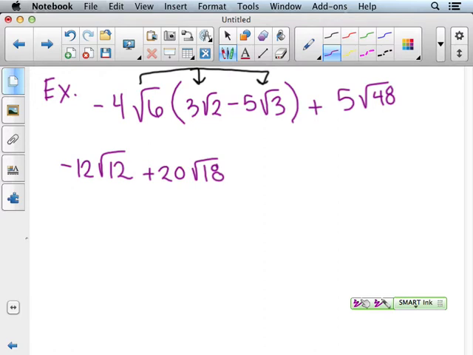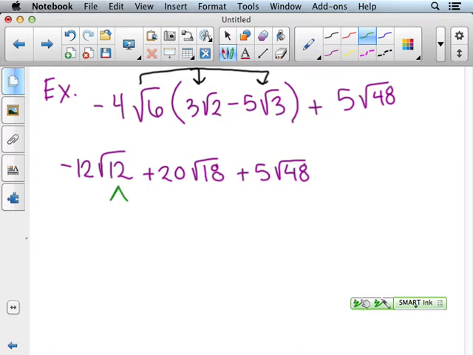Negative 4 times negative 5 and square root 6 times square root 3. And plus 5 square root 48. Good. Now, can we add any of these together? No, because they have the same index, but they don't have the same radicand. So we're going to factor tree. So for adding, you have to have the same index and radicand.